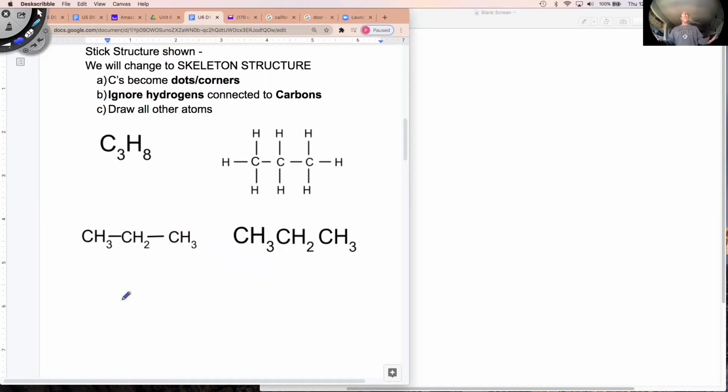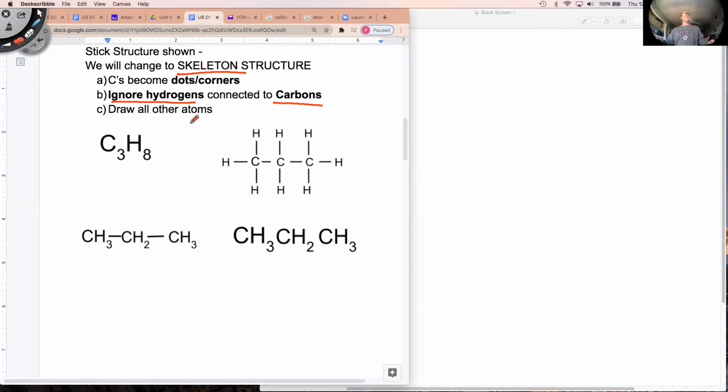Now, what we're going to be learning today is how to write a skeleton structure, and I'm going to take you through that. A skeleton structure, what we're going to do is all of the C's are going to become dots and corners, okay? What does that mean? You'll see it in a little bit. When we're drawing our skeleton structure, we're going to ignore the hydrogens. So we're not going to pay attention to the hydrogens that are connected to carbons. So these hydrogens, we won't even recognize those. And then we will draw all other atoms as well.